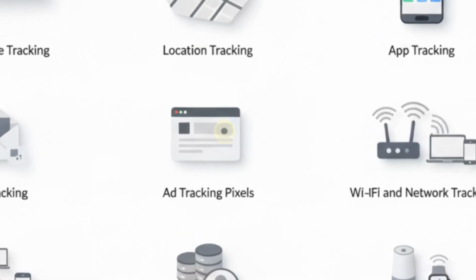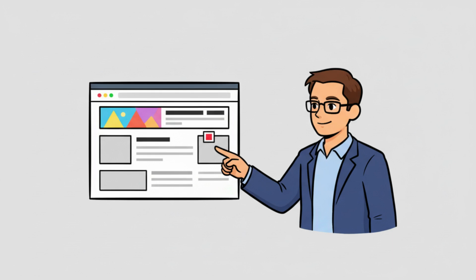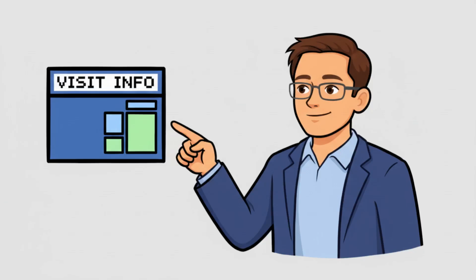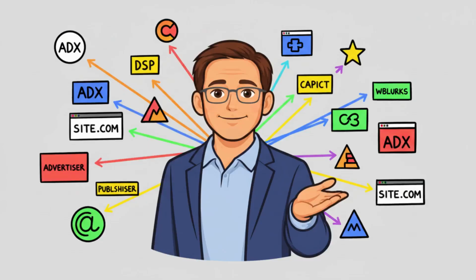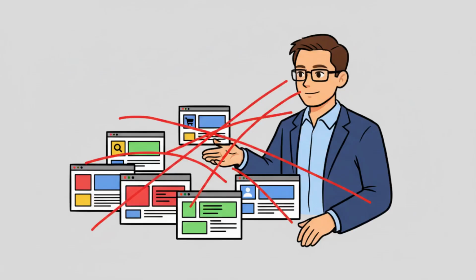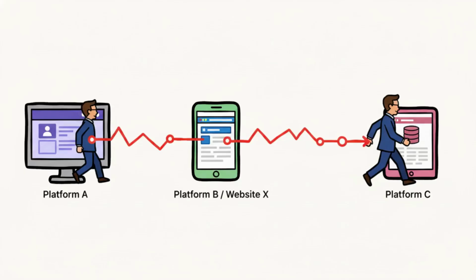Ad tracking pixels. Ad tracking pixels are tiny, invisible images embedded in websites or advertisements. When a page loads, the pixel sends information back to a server about the visit. This method became widespread with the growth of digital advertising networks. What sets it apart is its simplicity and ability to function across different sites. It matters because it enables advertisers to measure campaign performance, track conversions, and follow users across multiple platforms.